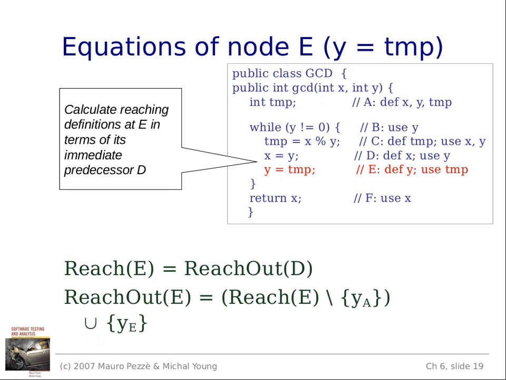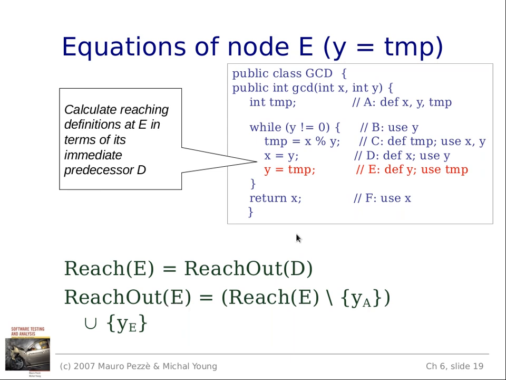So we're talking about reach and reach out. If you're looking at E right here, notice we're calculating the reaching definition of E in terms of its immediate predecessor D. So you have E. Well, what gets to E? It's whatever's popping out of D, right? Whatever can reach out of D is obviously the reach of E. Hopefully that definition makes some sense. Just think about that: it should hold true for every sequential statement.